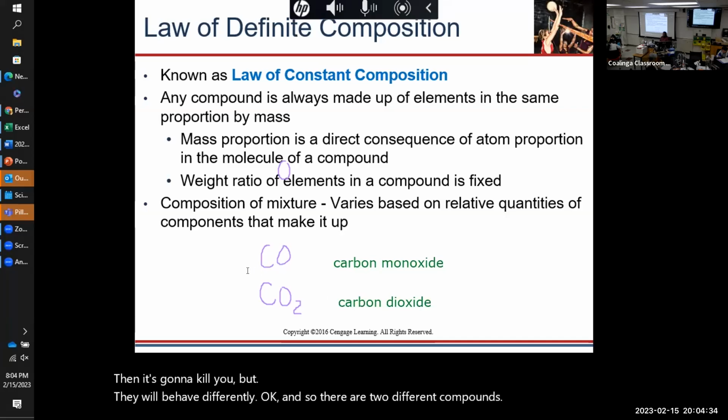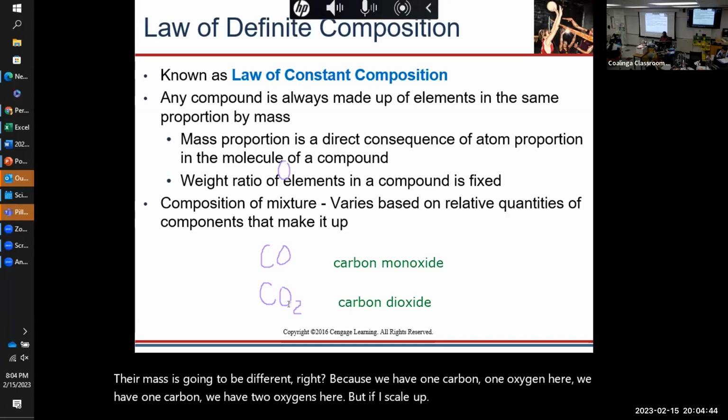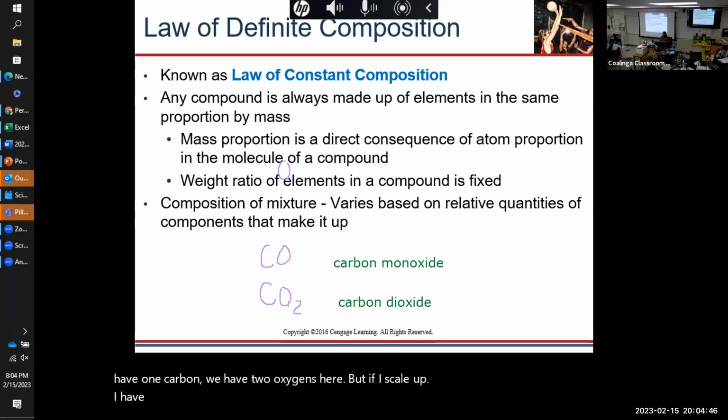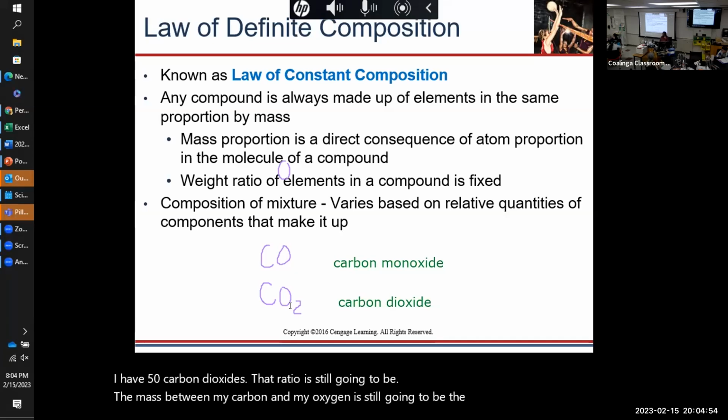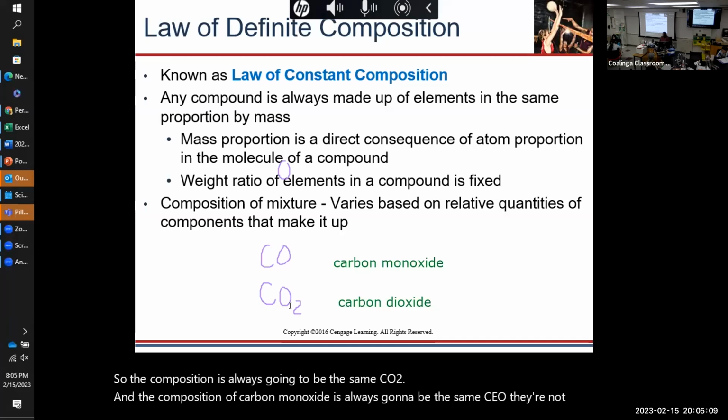And so they're 2 different compounds. Their mass is going to be different, right? Because we have 1 carbon, 1 oxygen here. We have 1 carbon, we have 2 oxygens. But if I scale up, I have 50 carbon dioxides. The ratio between the mass of my carbon and my oxygen is still going to be the same. I just have 50 of them. So the composition of carbon dioxide is always going to be the same, CO2. The composition of carbon monoxide is always going to be the same, CO. They're not the same. Does that make sense?